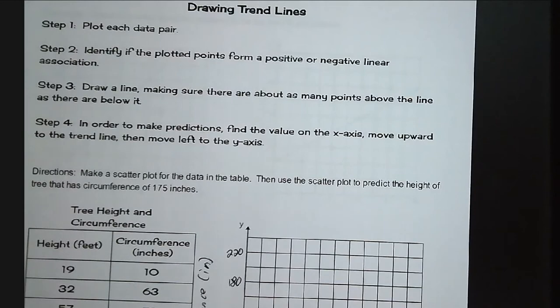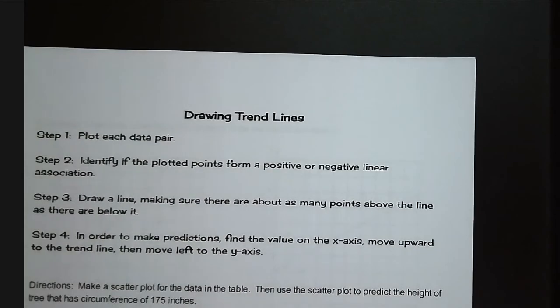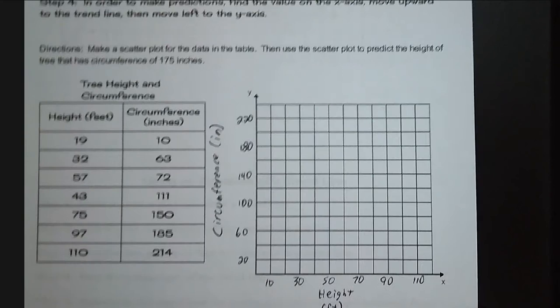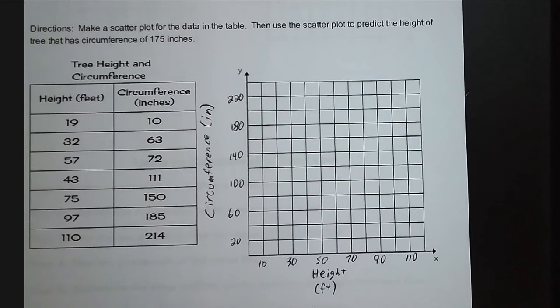All right. Next up, we have drawing trend lines. Now, when we draw trend lines, the first step is going to be to plot our data points. Our second step is going to be to identify if the plotted points form a positive or negative linear association. And then we're going to try to draw a line so that we have about as many points above and below the line. And then we're going to use that to make predictions.